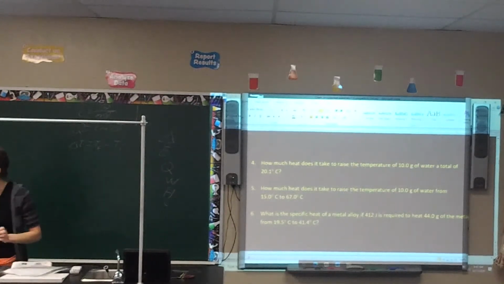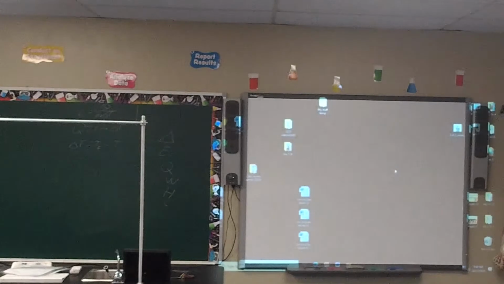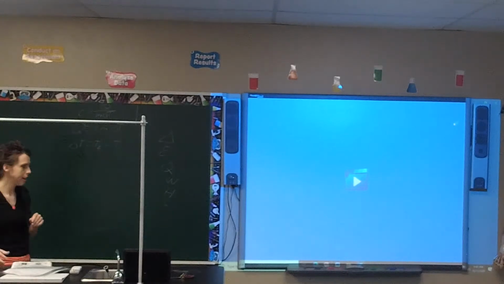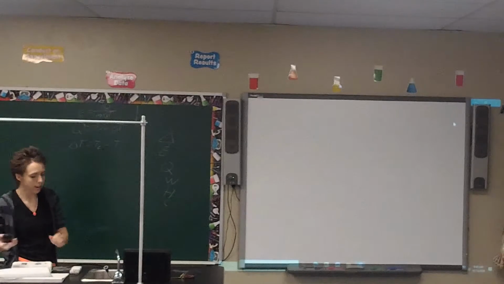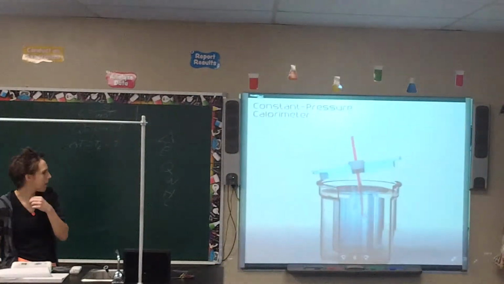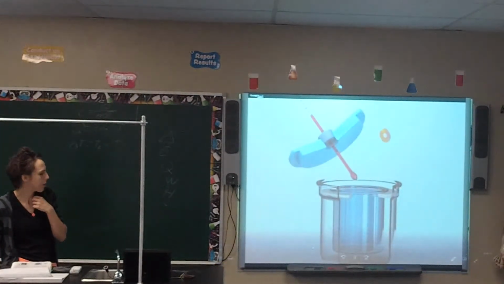So, calorimetry or calorimeters. Scientists know, from the first law of thermodynamics and the law of conservation of energy, that if they can figure out what the heat is of a water substance in a container, they can use it to figure out what the heat or the specific heat is of a specific metal.